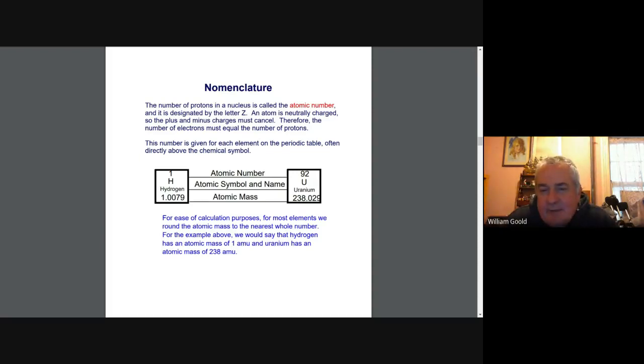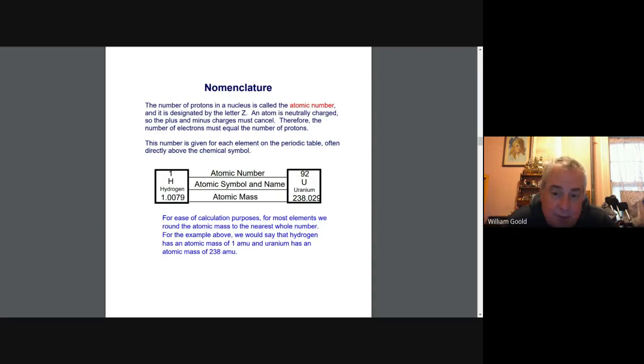You see the atomic mass written as a decimal, which doesn't agree with what I just told you about using whole numbers. Well, what happens is these are averages of all the different known isotopes, which you're going to learn about in chapter 3. It's an average. So that's what appears on the periodic table.